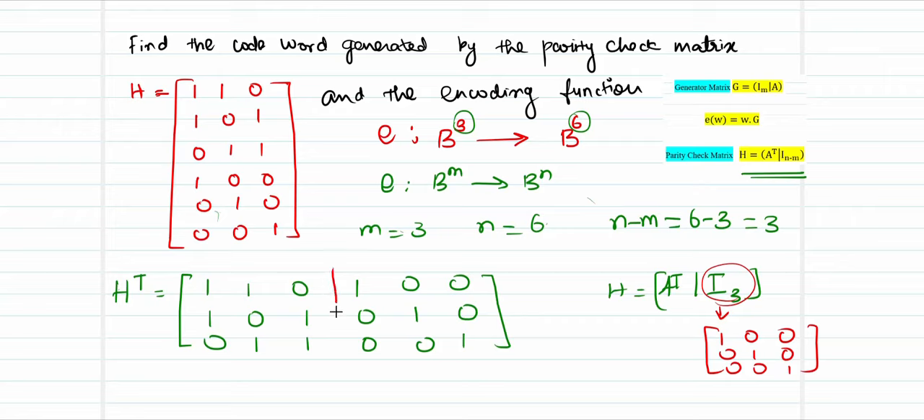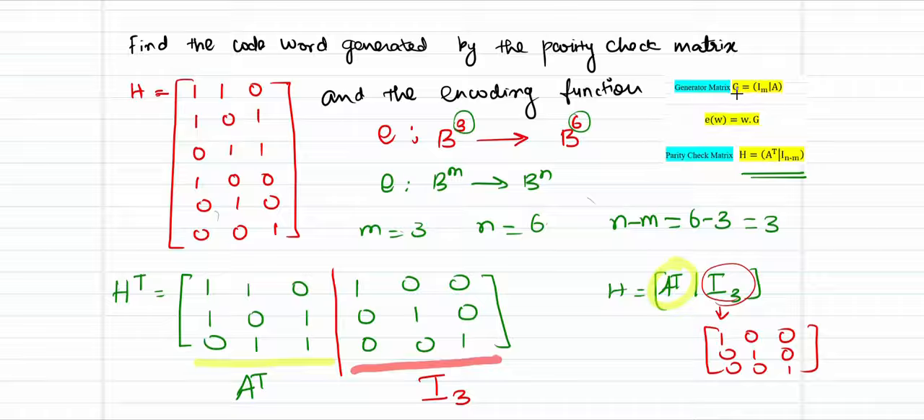So let me draw the imaginary or augmented line over here, so that this part represents I n minus m, which is I3, and therefore the remaining part present over here is nothing but my A transpose. So I identify this as A transpose and the second part as my I3. Now from my A transpose, I need to get my A to form the generator matrix G. So let me copy paste this to get my G.